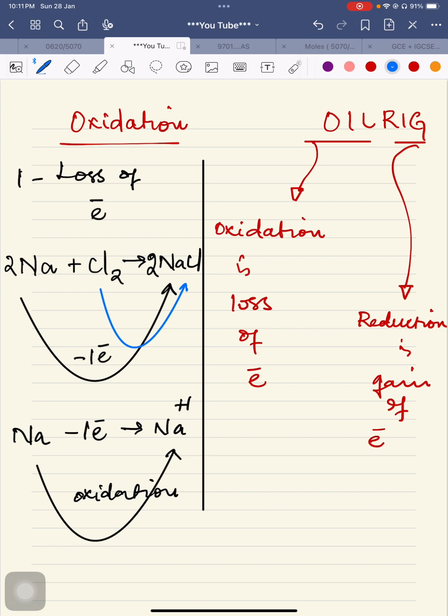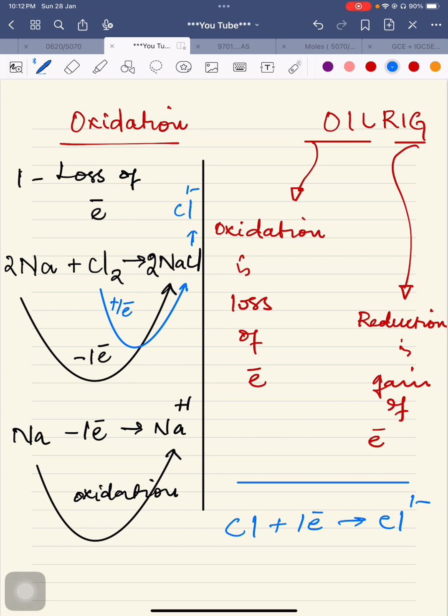Chlorine is an element of group number 7. It has 7 electrons in its outermost shell. To make NaCl, chlorine is going to gain 1 electron, and as a result it forms NaCl, in which Cl has a 1 negative charge. So what is the story of Cl? Cl is going to gain 1 electron, turning itself into Cl1 minus. So here we can say that Cl is undergoing reduction. You have seen in this equation that if Na is undergoing oxidation, Cl is undergoing reduction.